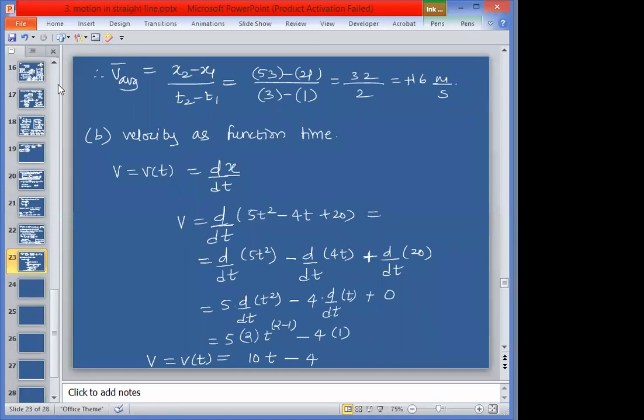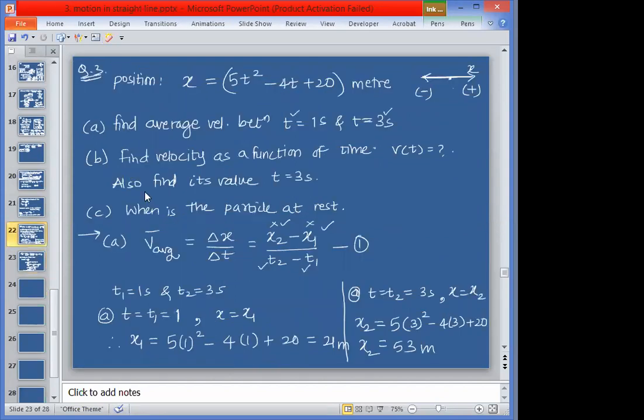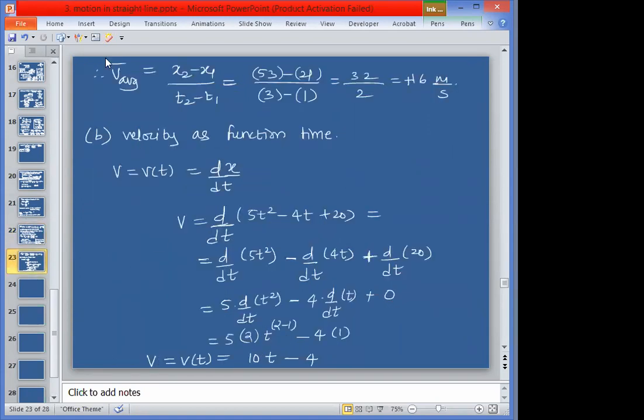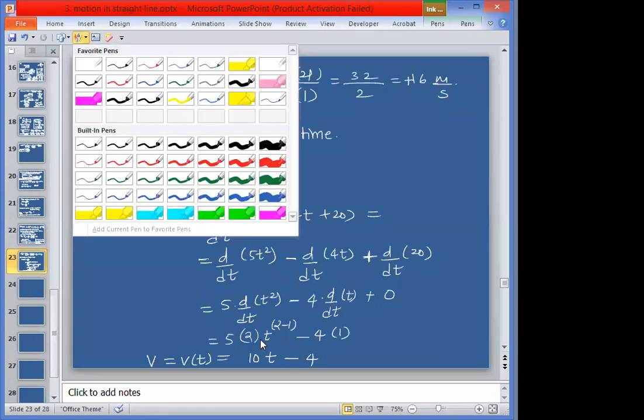Next, in part b, we have to find its value, that is, the velocity value, when time is equal to 3 seconds. How to calculate the value of velocity when time is 3 seconds, I will tell you. Let's do it on the next page.